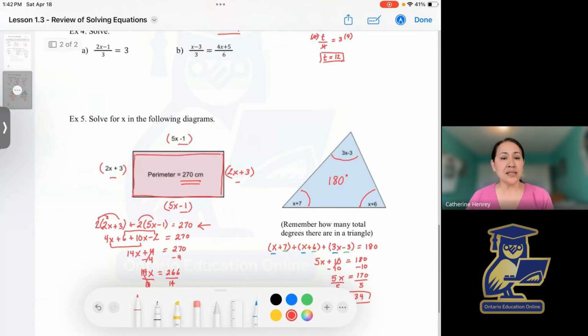So hopefully this lesson has given you a good review of how to solve equations. So go ahead and finish that up, and we will move on to our next lesson. We'll start to look at linear functions.